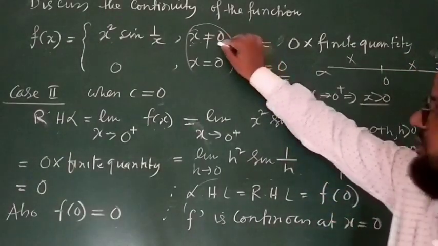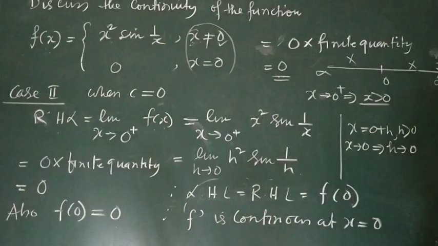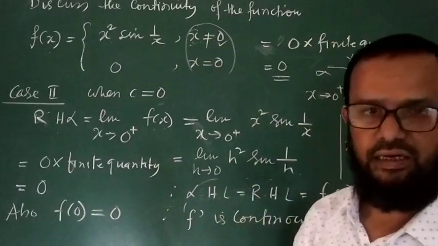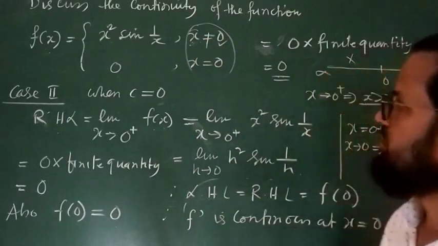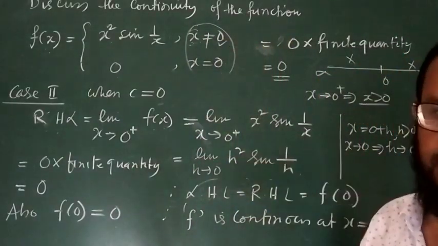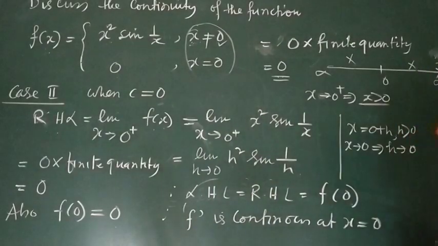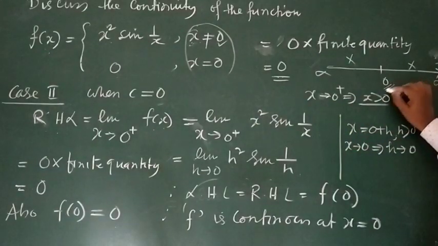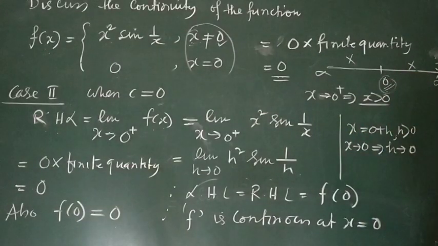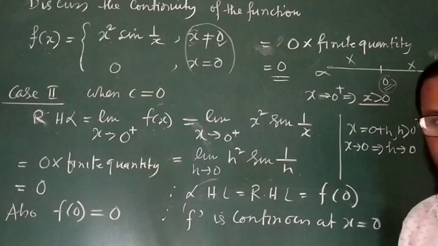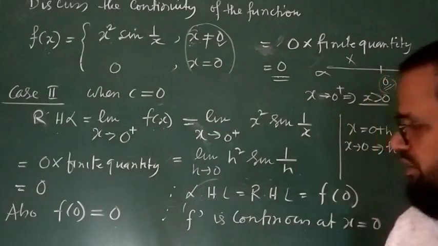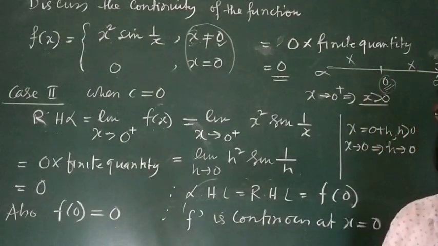For x not equal to 0, we have already proved that in the first case the function is continuous. We take any arbitrary real number c in R, in this domain, which is non-zero, and at that particular point we have shown that the function is continuous. Now finally only one particular point was remaining, and at this point also we have shown that the function is continuous. That means this function is continuous at all points in its domain. You can conclude that the function is a continuous function because it is continuous at every point.